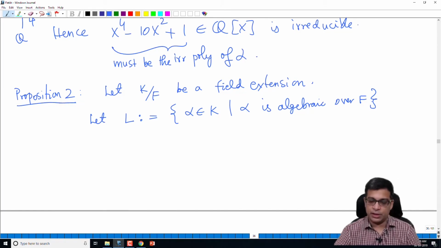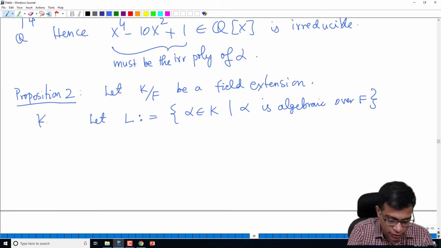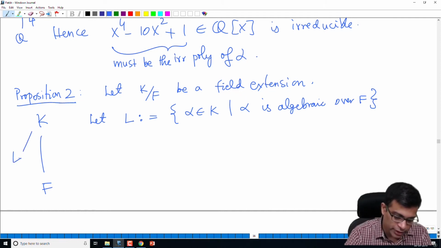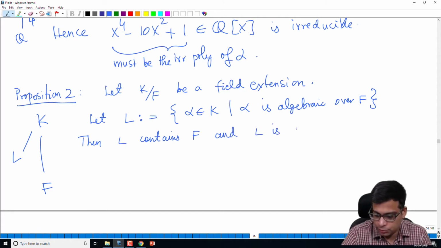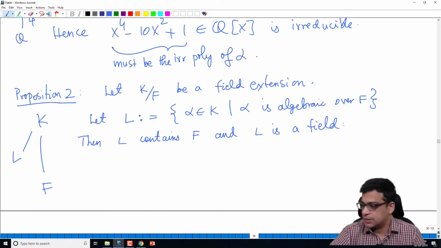All elements in K which are algebraic over F. So we have K and F given, and I have defined L here. The statement is then L contains F, and L is in fact a field. So let me prove this. L is a field.